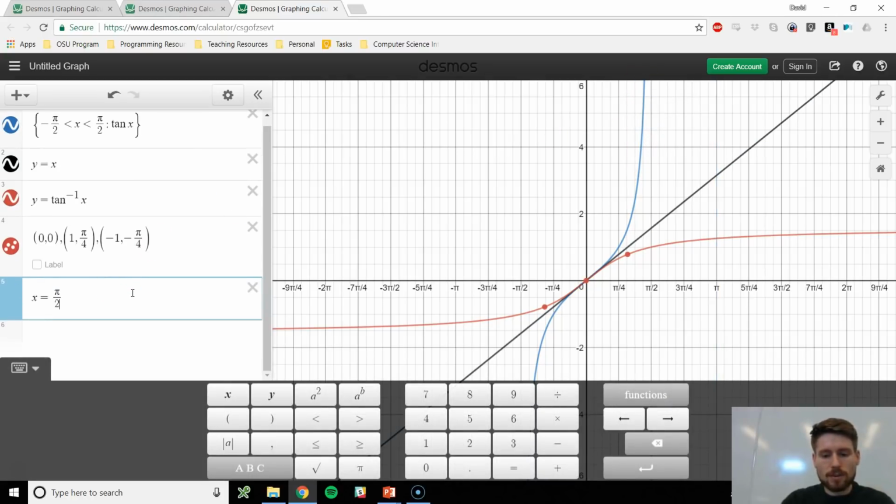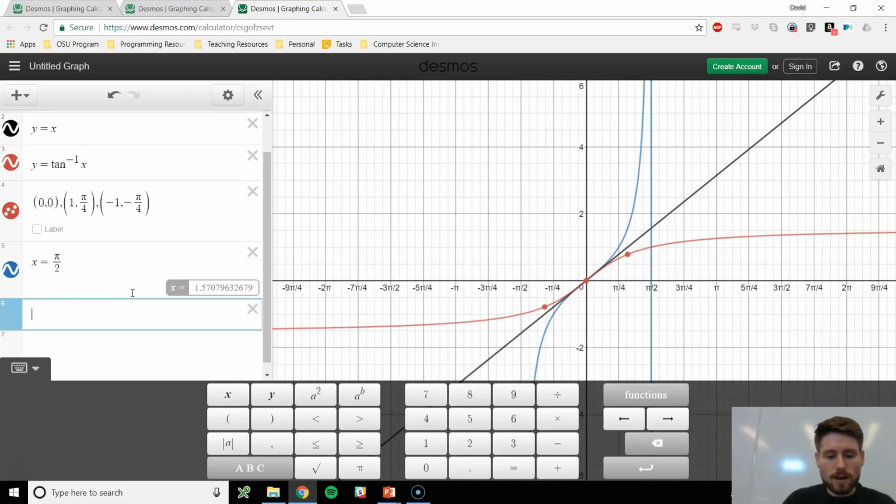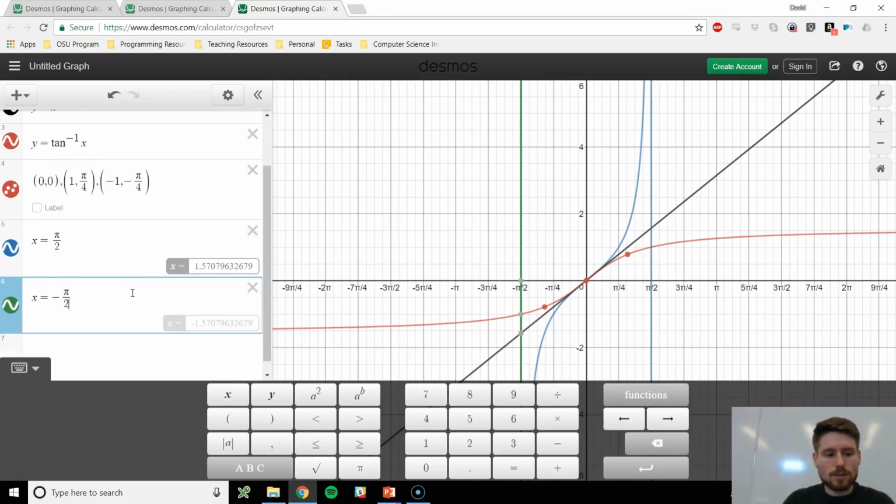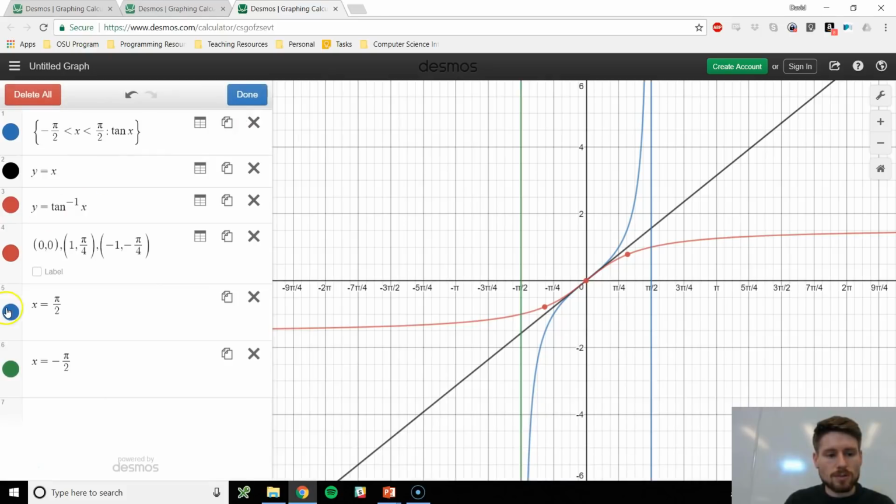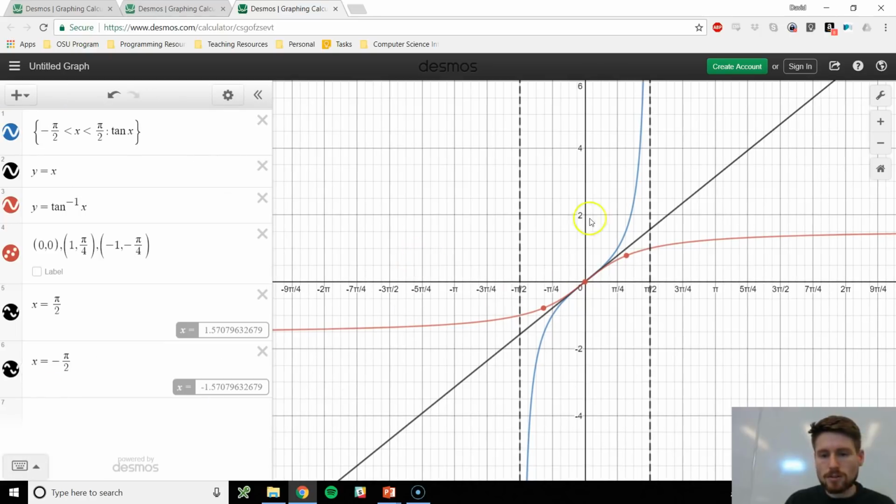We're going to put these vertical asymptotes in, x equals pi over 2 and x equals negative pi over 2. These vertical asymptotes, I'm going to go ahead and style them a particular way. So there's our vertical asymptotes for the graph of tangent. The inverse tangent is going to have two horizontal asymptotes, meaning that those vertical asymptotes, when they got reflected across the line y equals x, became horizontal asymptotes.